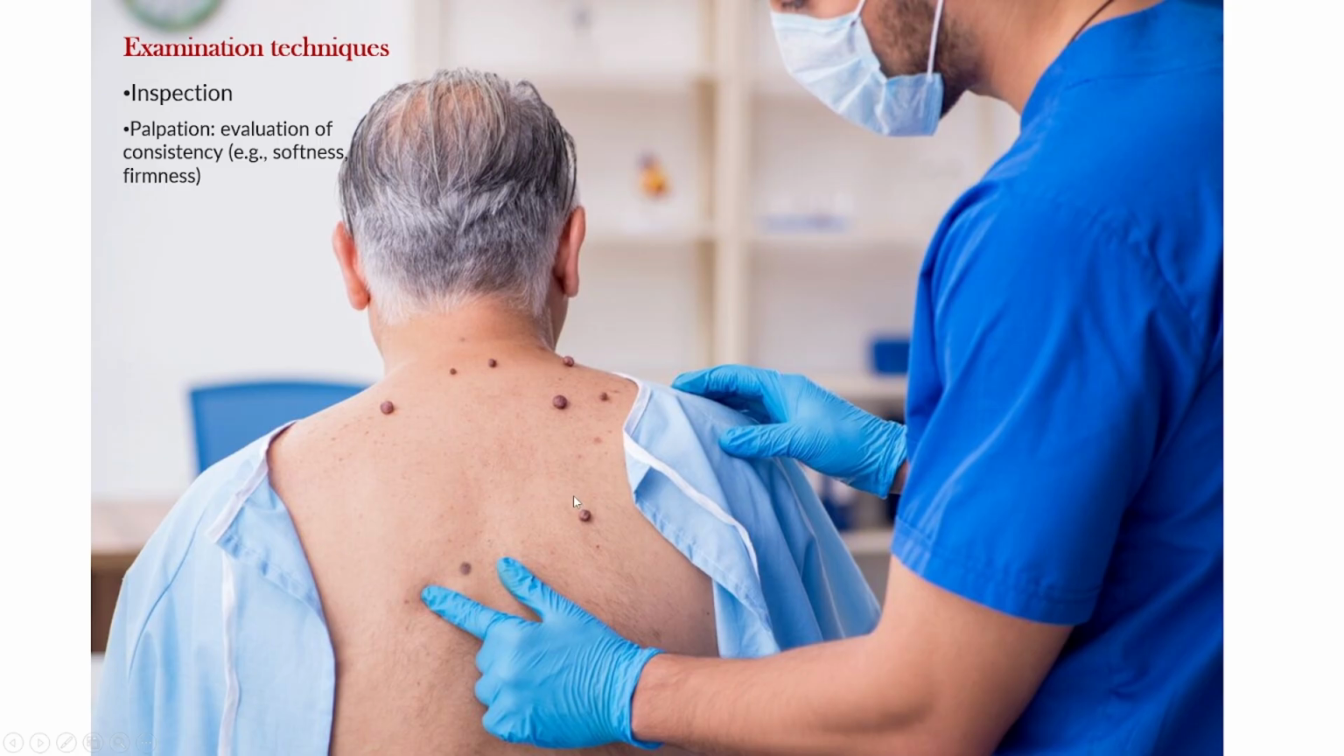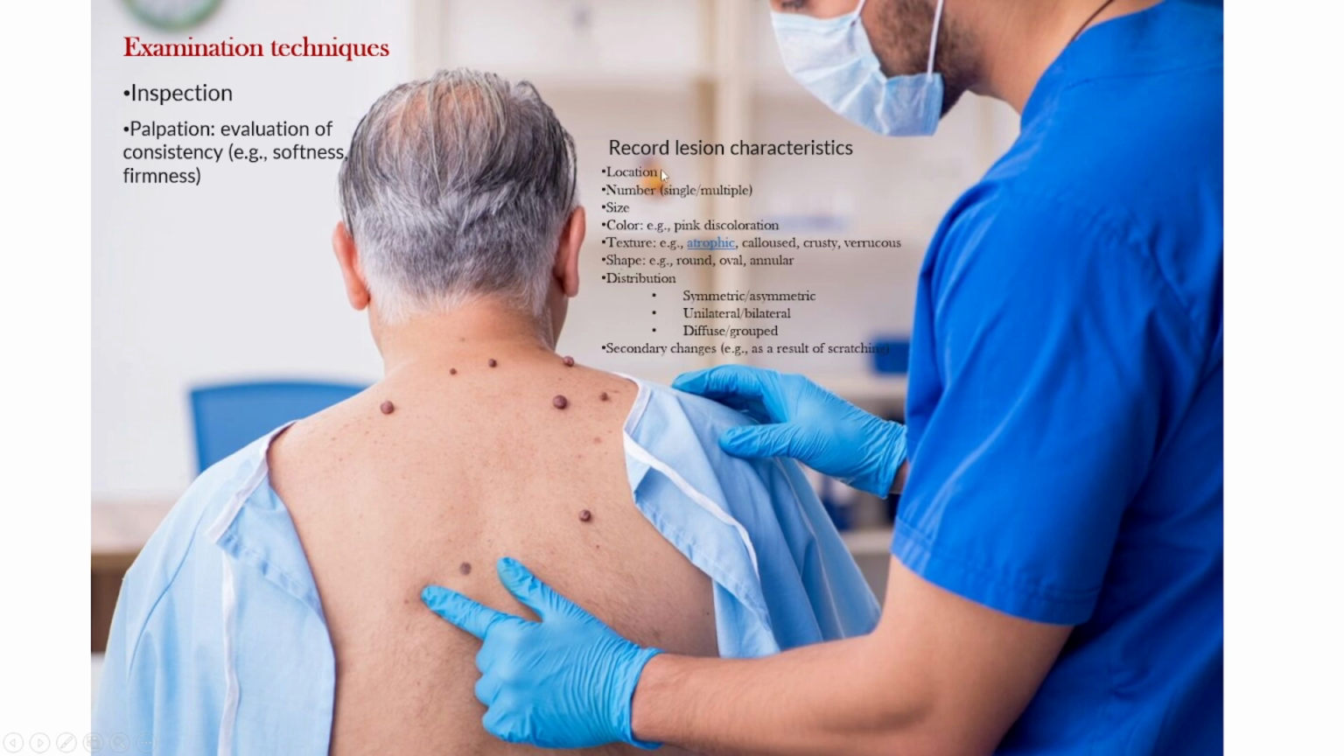Then we'll start palpating them. We will touch them and see their consistency. We'll see if it's solid, if it's smooth, if it's rigid, whatever, and we write them down. Then we will record the lesion characteristics. So what will this contain? First of all, the location. So here we have it on his back.